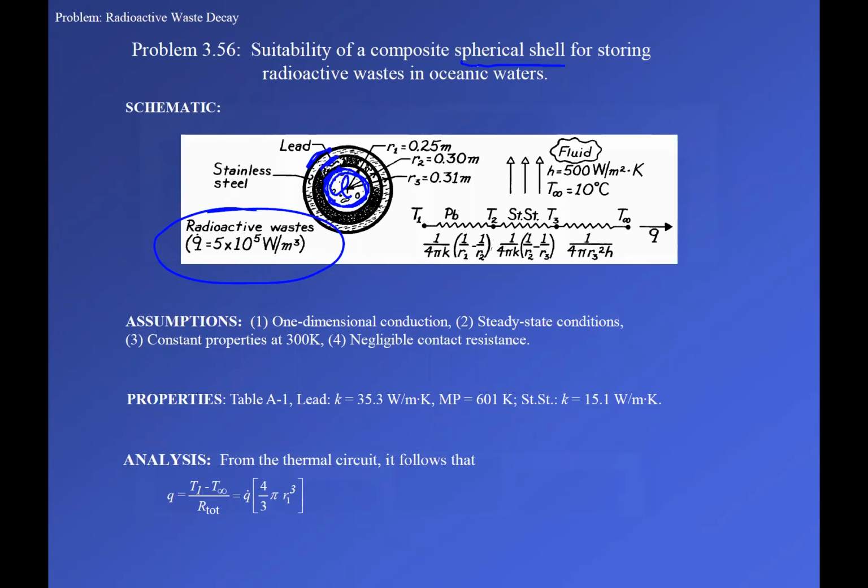All right, so our assumptions are saying 1D, steady state, constant properties, negligible contact resistance between the lead and the stainless steel. There should also be that we have no heat generation, right? Well, in this case, they're giving us a radioactive waste heat generation rate, the volumetric heat generation rate. It's right there. And then they still draw a thermal circuit, right? Why is it valid in this case that we can draw a thermal circuit even though we have a volumetric heat generation?